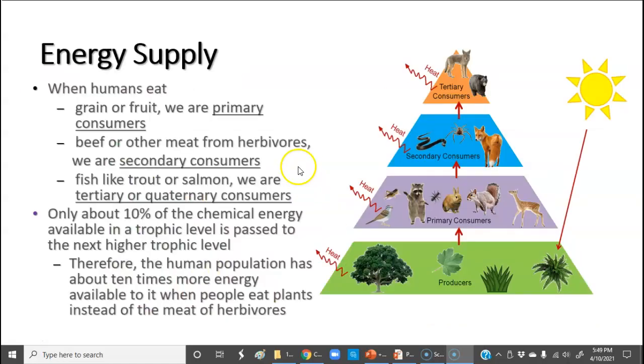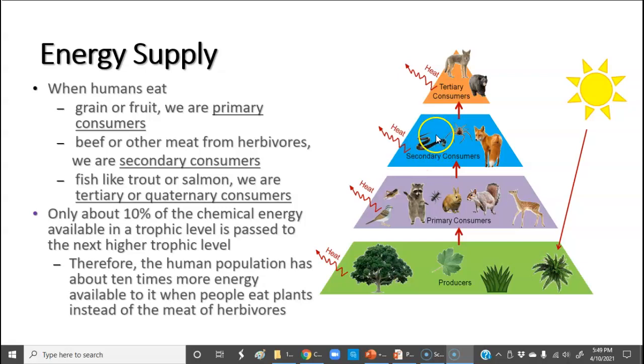When we eat grain or fruit, we would be considered primary consumers. And remember, the primary consumers are going to consume the producers here. There's always some energy that is given off as heat, but only about 10% of the energy available in one trophic level can be passed on to the next higher trophic level. When we eat beef or meat from herbivores, then we're secondary consumers. When we eat fish, like trout or salmon, we would be tertiary or quaternary consumers.